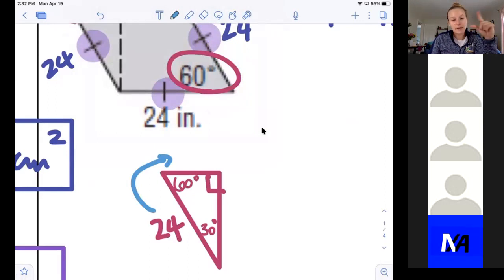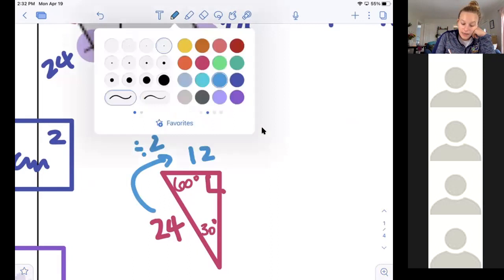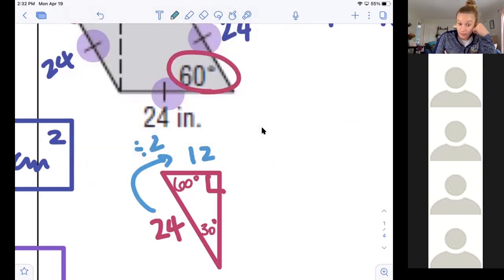How do I go from the hypotenuse to the short leg on a 30, 60, 90? Divide by 2. Very good, Jane. Divide by 2. So 24 divided by 2 is 12. And now, that wasn't my height side. That was just my short leg. So now I need to go to my long leg to find the height. Anyone know what I do to go from the short leg to the long leg?